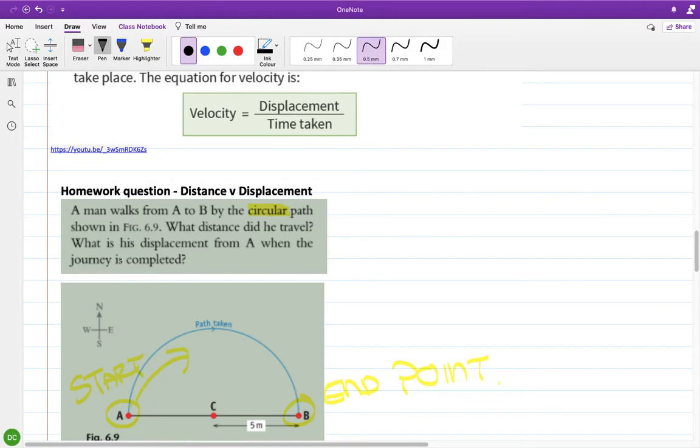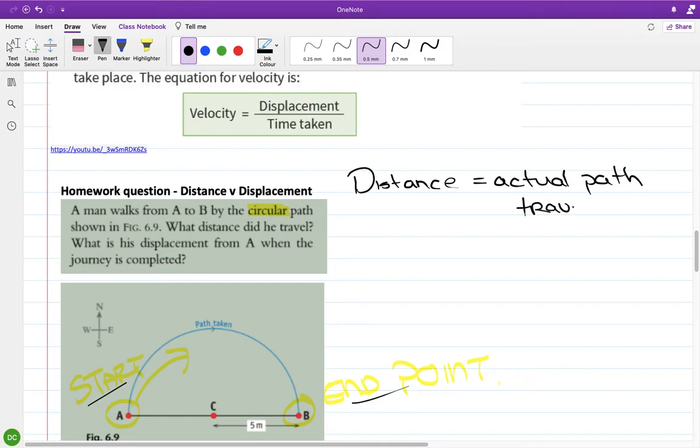So anyway, a man walks from A, which I have as the start, to B, and he walks by the circular path shown. So he walks on the blue line. What distance did he travel? Okay, so when we were talking the other day about distance, I told you distance was the actual path travelled. Do you remember I said if I was running in a park, it would be like taking a trundle wheel with me and running around the entire path.